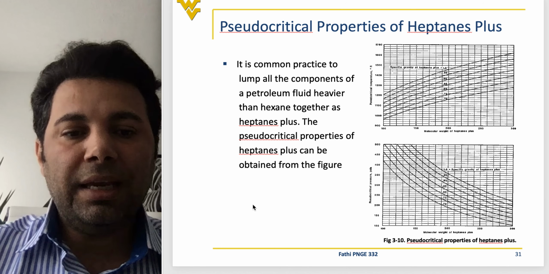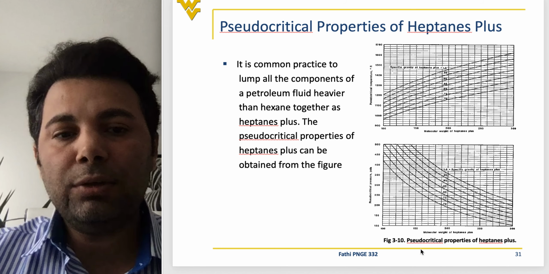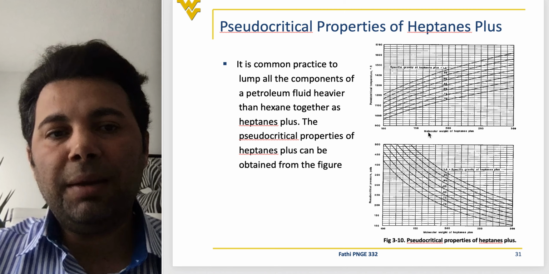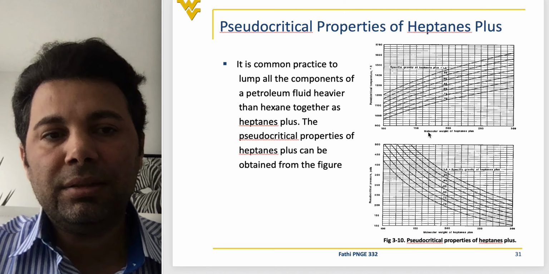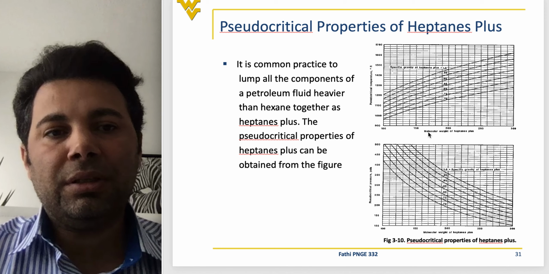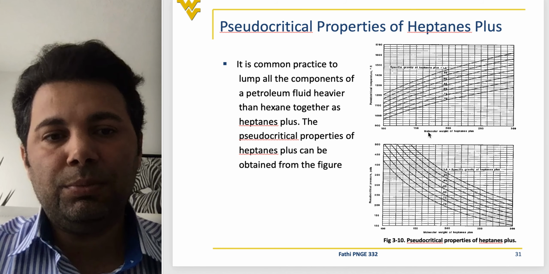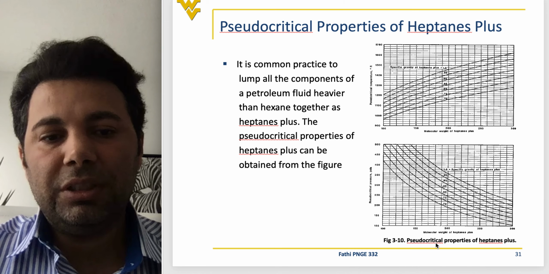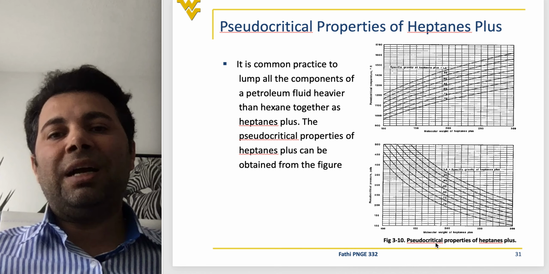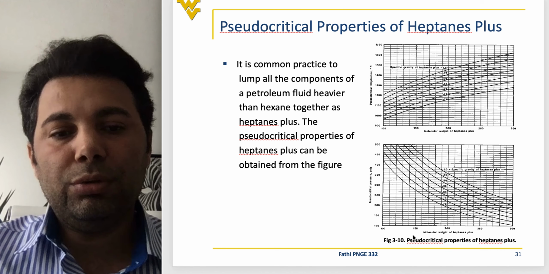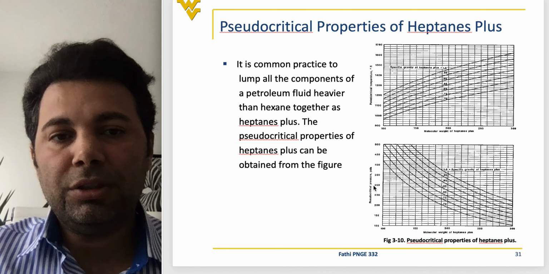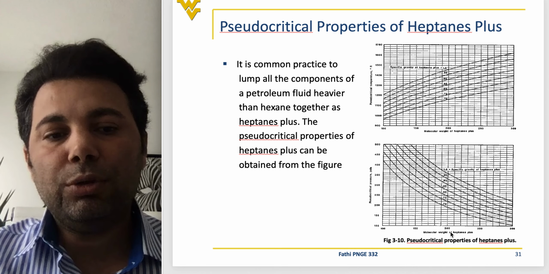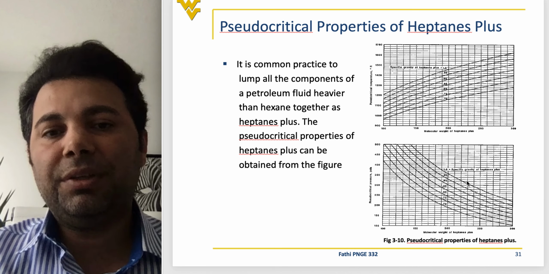So if that's the case, then we are going to use figure 3.10 to find their pseudo-critical pressure and pseudo-critical temperature. Because this heptane plus is not a pure component, I don't have the critical pressure and temperature of heptane plus at the end of the book. So we are going to use figure 3.10. If in your mixture you have heptane plus, then you need to use figure 3.10 to come up with their critical properties. For that, you need to know the molecular weight and the specific gravity of heptane plus.